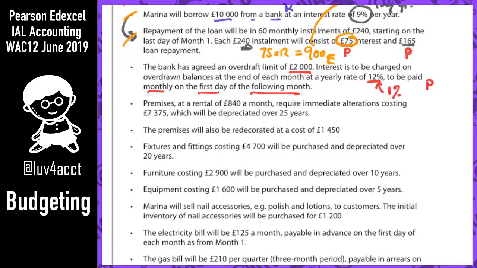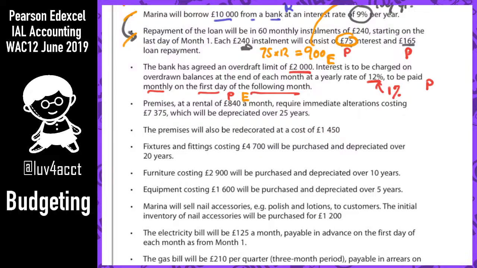Premises with a rental of 840 a month require immediate alterations costing 7375, which will be depreciated over 25 years. Okay, there are a lot of items here. First of all, we are going to make a payment every month, and also this rental will be our expense, so it will also go into expenses.